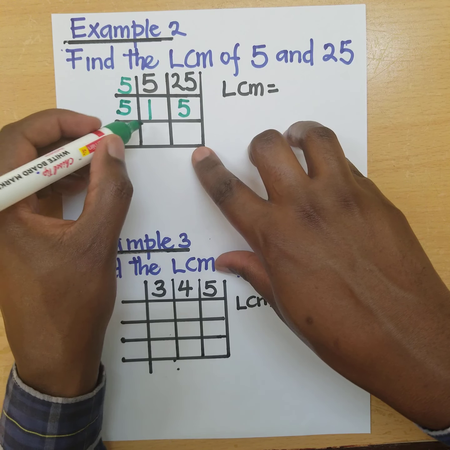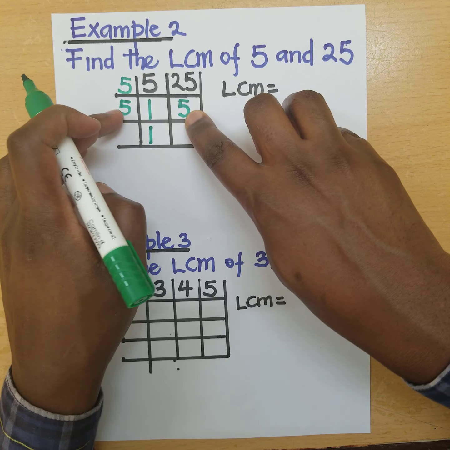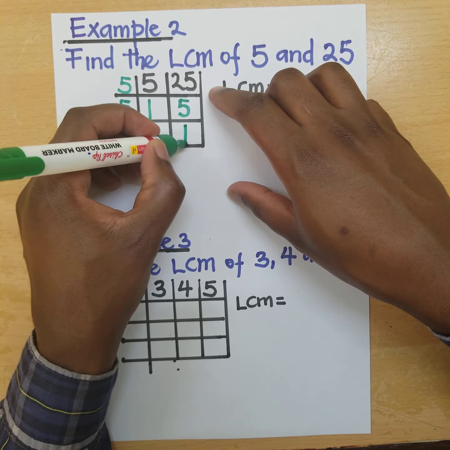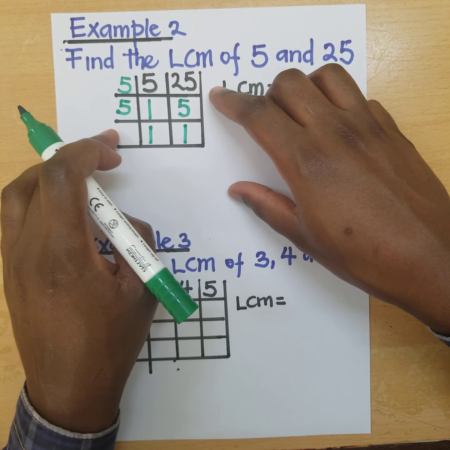Where you see 1, just ignore it and continue putting 1. So 5 divided by 5, what do you get? I get 1. So now you can see that I already have 1 and 1. I cannot go any further.